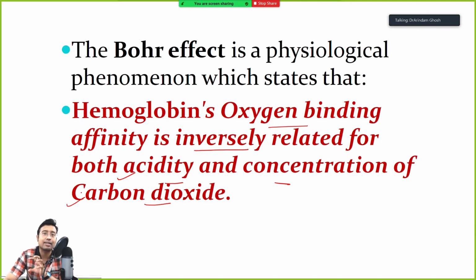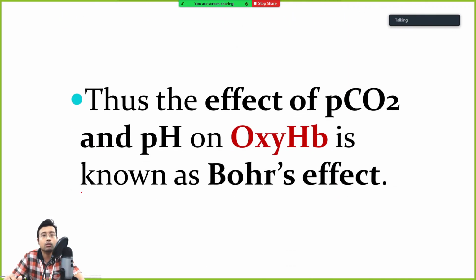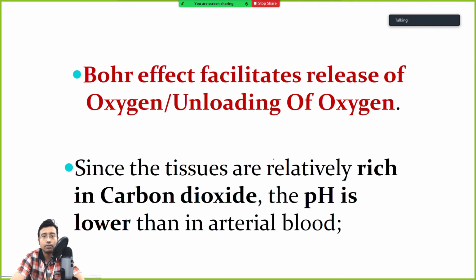Okay, the factors that are helping in unloading of oxygen, that is explained by Bohr effect. So the effect of PCO2 and pH on oxyhemoglobin is known as Bohr effect, and it is inversely related. So what does Bohr effect do? I'll explain it very soon, and most of you can already apply your brain and deduce the Bohr effect on your own. So Bohr effect facilitates release and unloading of oxygen.